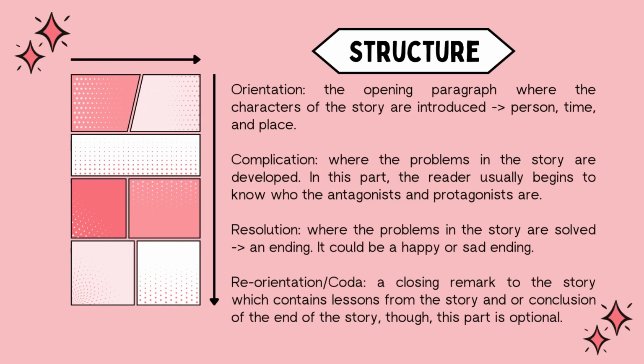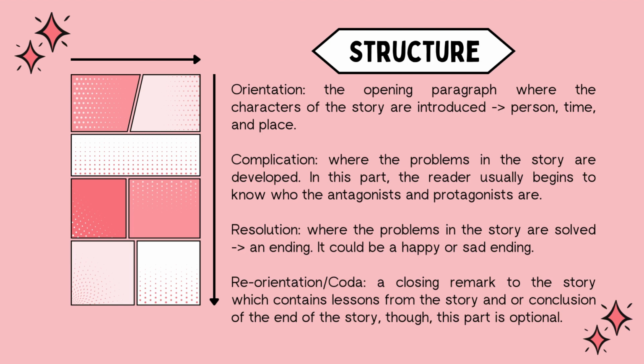Now we get into the structure of narrative text. Number 1. Orientation. Orientation is the opening paragraph where the characters of the story are introduced. The opening paragraph tells about character, time, and place.